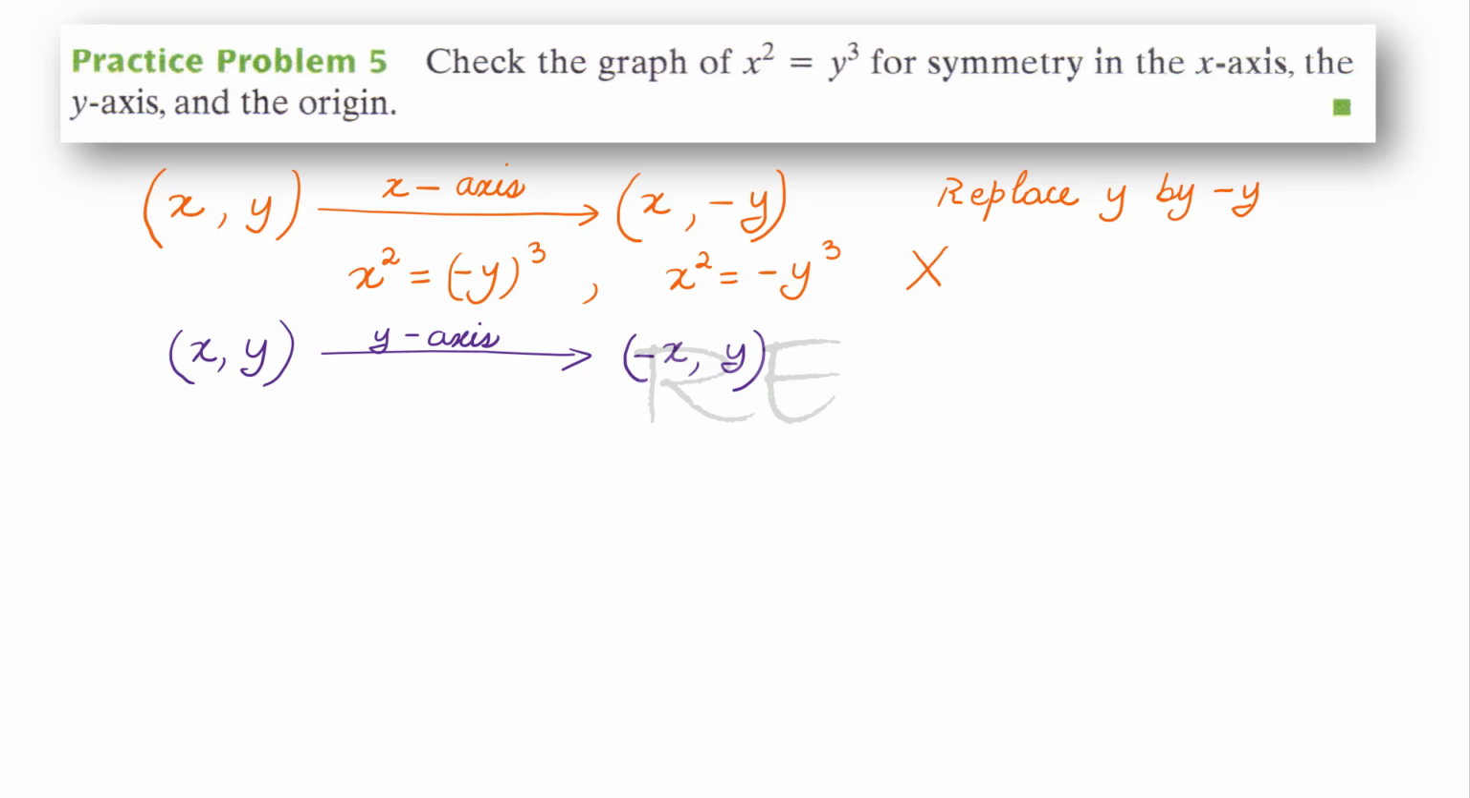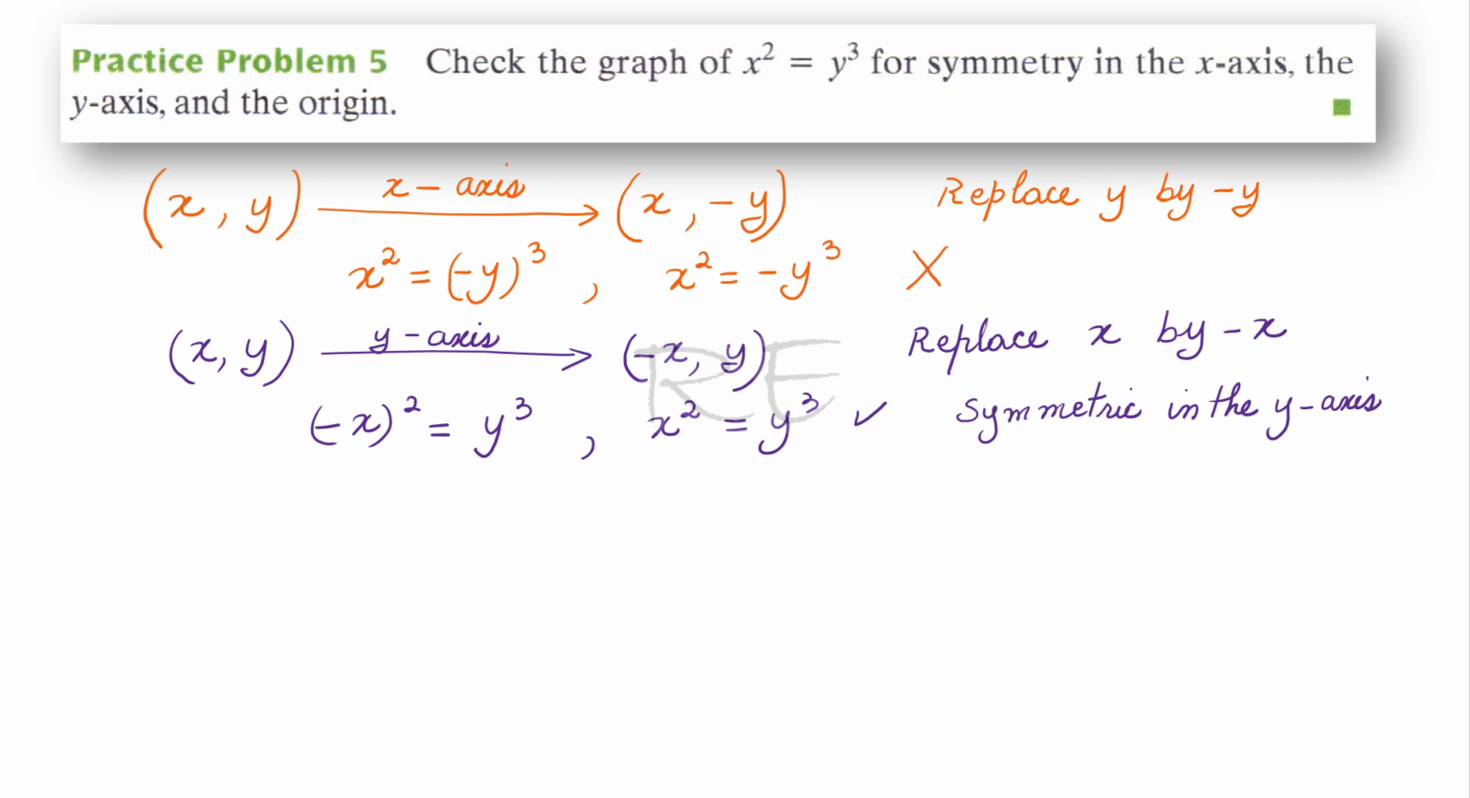To check for symmetry about the y-axis, if (x, y) belongs to the graph, (negative x, y) also belongs to the graph. Replace x by negative x. Then we're going to have (negative x) squared is equal to y cubed. And the exponent is even. (Negative x) squared is equal to x squared. Negative x times negative x is equal to y cubed, which is the original equation. So it's symmetric in the y-axis.